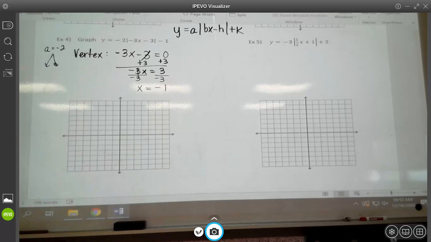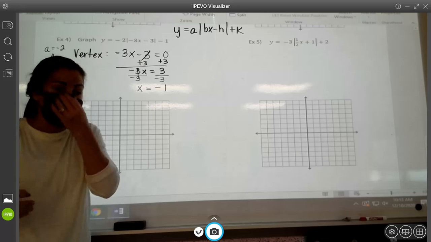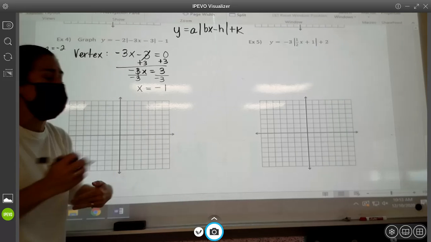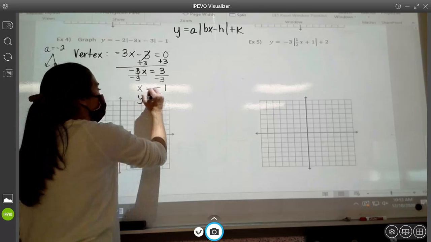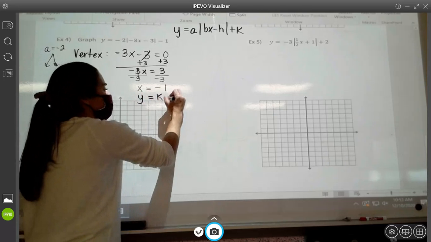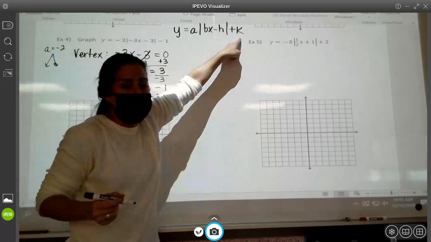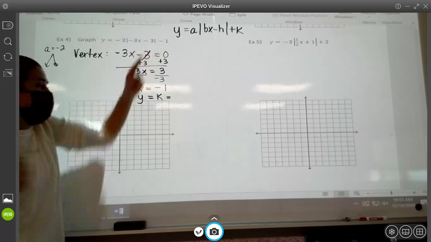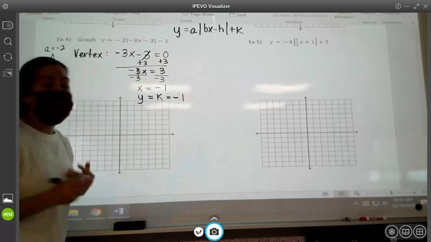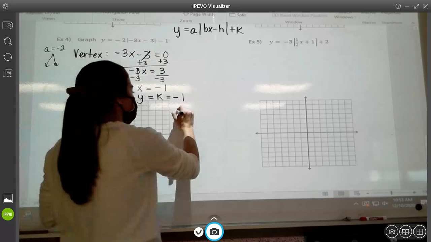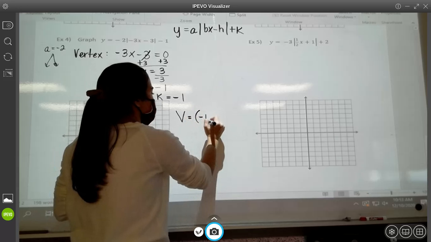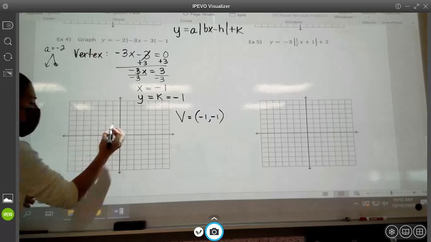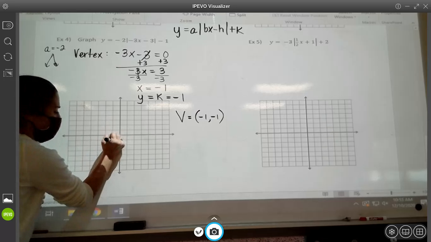Okay? Now the y coordinate, guys, it's the best part of the entire problem. All you do is take the y coordinate right from the equation. The y coordinate of your vertex is always equal to k. And k is always that number at the end by itself. So in this problem, k is -1. So you find out that the vertex on this V will be the point -1, -1. So put it right on your graph. As soon as you find it out, put it on your graph. Left one and down one.